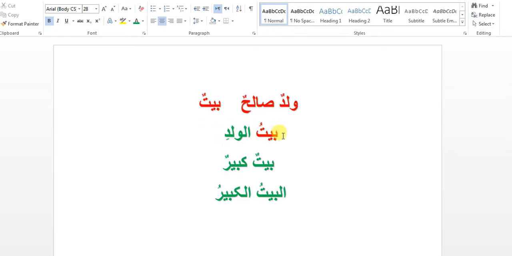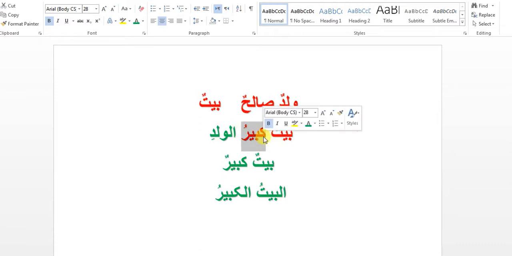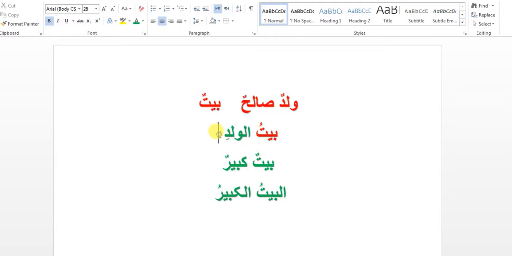This is the rule, because we know that between muzaf and muzaf ilayh there will be no gap. Al-baytu is muzaf, al-walad is muzaf ilayh. So you can't write the sifat of baytu between them, because then the sentence will be completely wrong and give no meaning. The rule is that you can't add any word between muzaf and muzaf ilayh. So what if there is a sifat of muzaf? You will write it just after the muzaf ilayh.